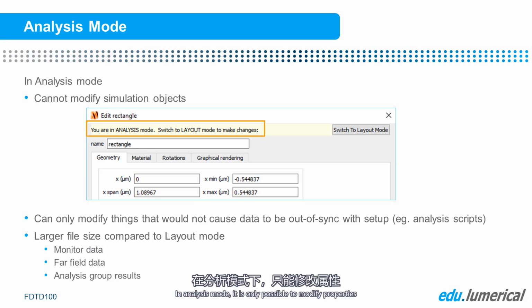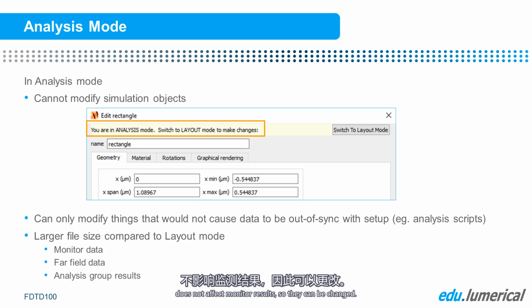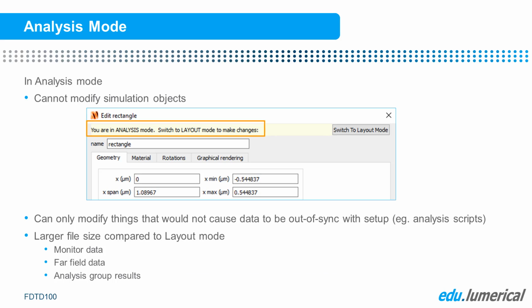In analysis mode, it is only possible to modify properties that would not cause the simulation results to need to be updated. For example, in analysis groups, which we'll cover in a following unit, the analysis scripts used to perform post-processing of monitor data do not affect the monitor results, so they can be changed.